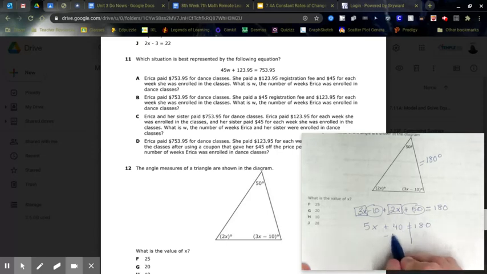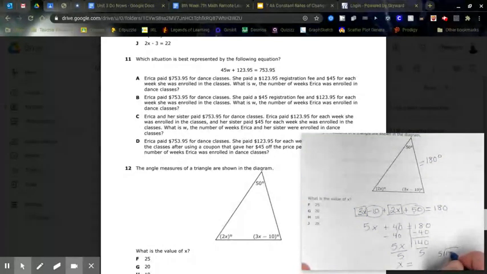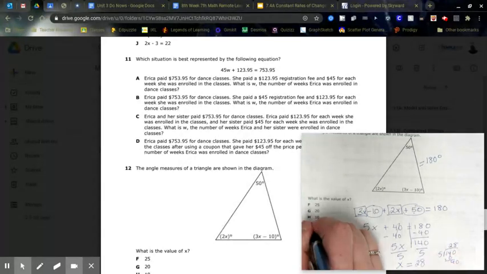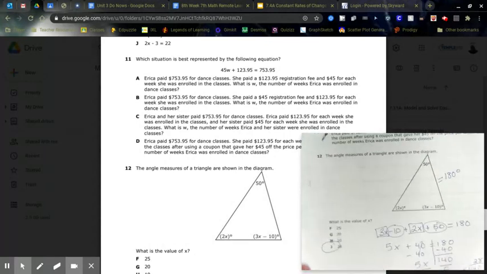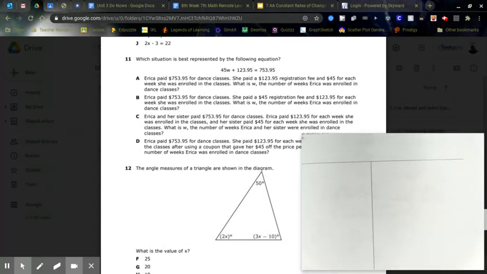And then we solve. Minus 40 on both sides. We've got 5x left here. That's 140. And then we divide by 5. X equals, let's say 5 goes into 140. 5 goes into 14 twice. 5 goes into 40 eight times. 28. So x is 28. So that's J. Okay, and one more.